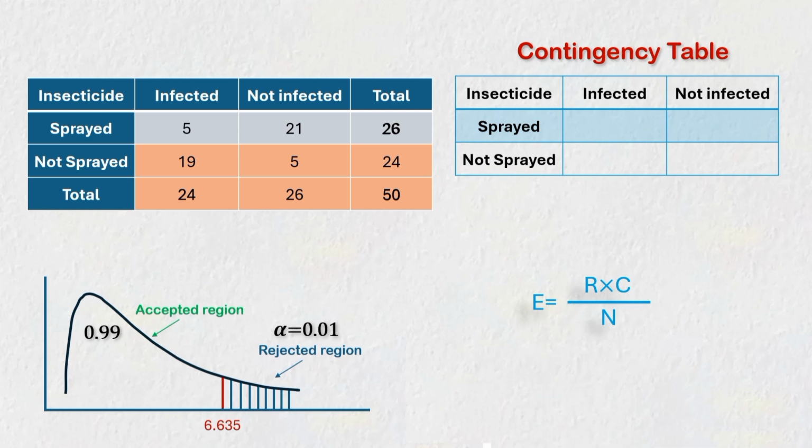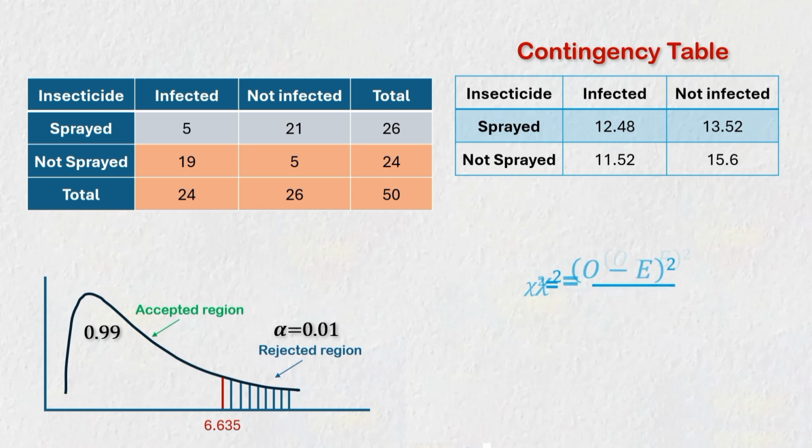For the first cell, the row total is 26, the column total is 24, and the grand total is 50, which gives 12.48. Now we'll continue this process in each cell. We get 13.52, 11.52, and 15.6.